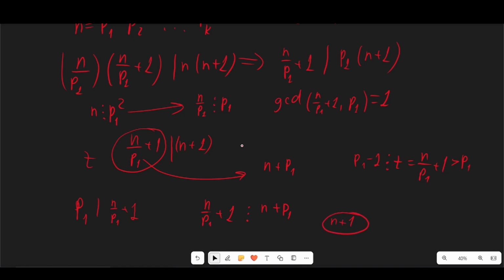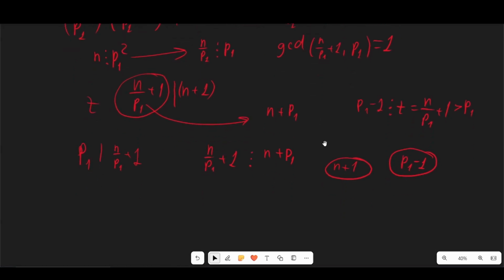Clearly this means that these divide their difference, and their difference is P1 minus 1. So the GCD between n over P1 plus 1 and n plus 1 is also the GCD of n over P1 plus 1 and P1 minus 1. So we will get that n over P1 plus 1 divides P1 times P1 minus 1.